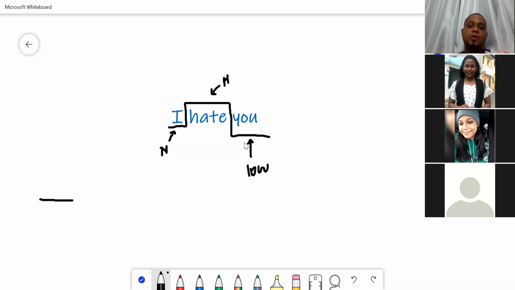What is the difference between normal tone and low tone? The position of the line. In the normal one, you have it right next to the word below. In the low tone, we have some distance below the word. That's the difference. So this is tones. The horizontal line represents the tones in English.